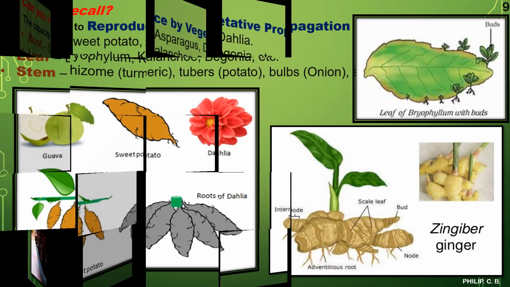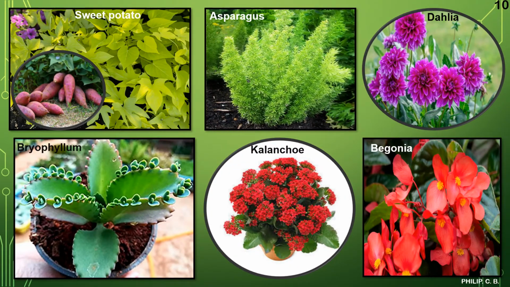Now, as I put the images of the different vegetative propagation, which helps to understand much more easily. So you can see here sweet potato, the plant, and the sweet potato root, which is usually underground. Then asparagus. Next, dahlia. Now all these are in case of roots, right? Leaf, that is bryophyllum. Kalanchoe, see how it appears, small flowers in it, and begonia. So you can see the colorful image in this slide. Clear?